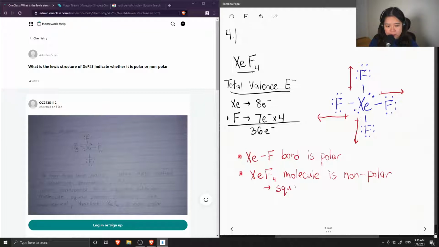So its geometry is square planar, and it's also symmetrical.